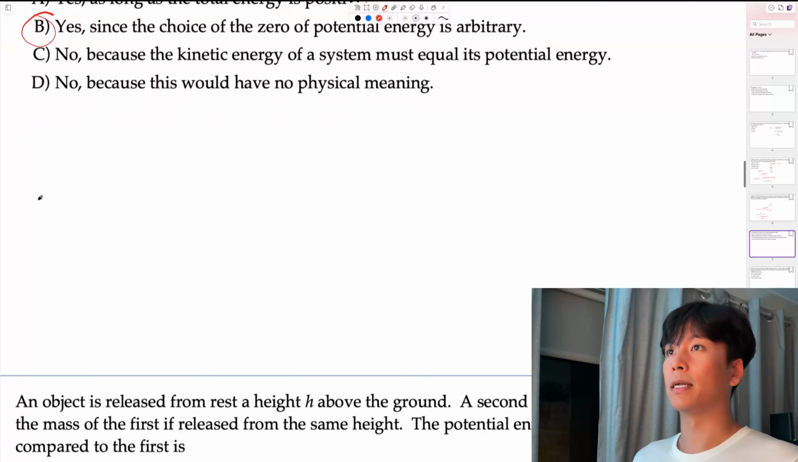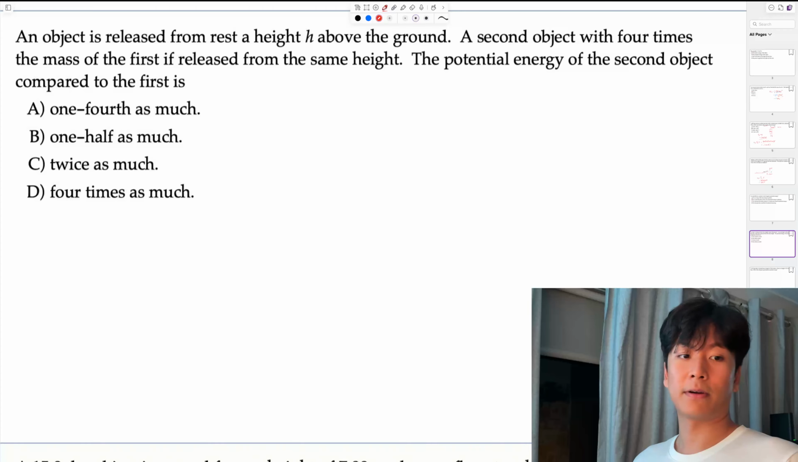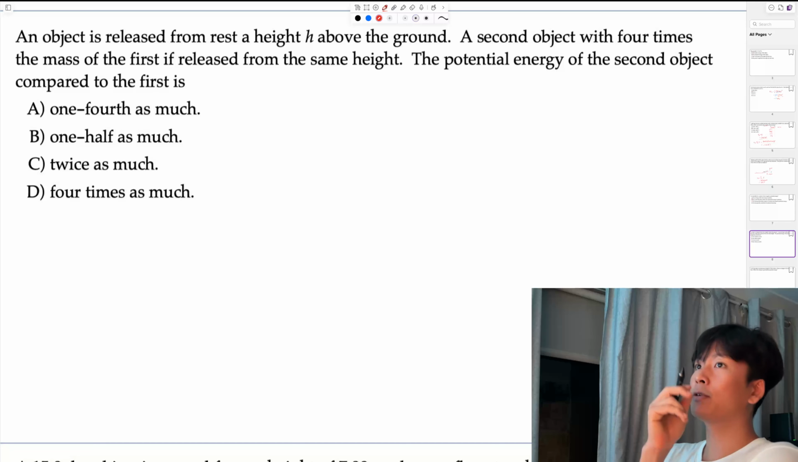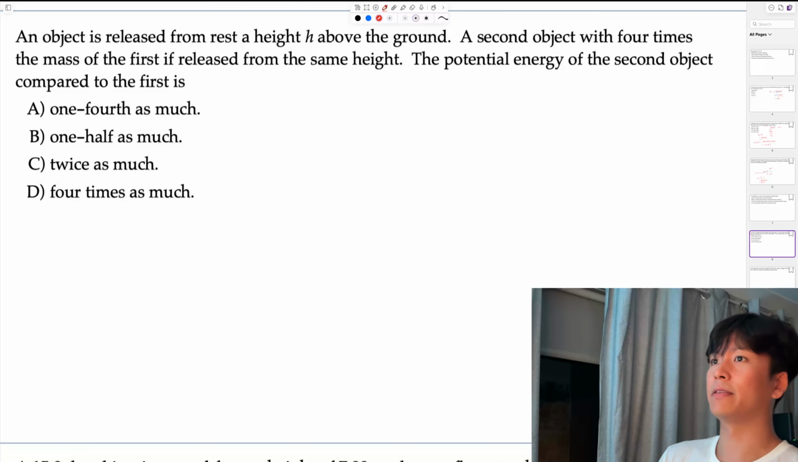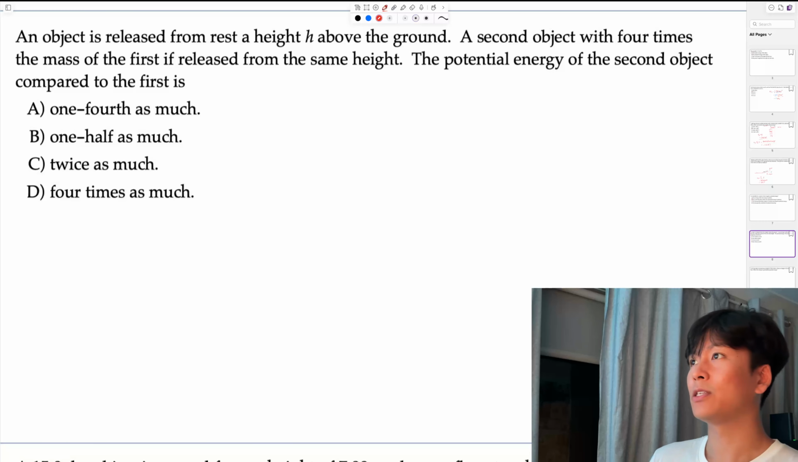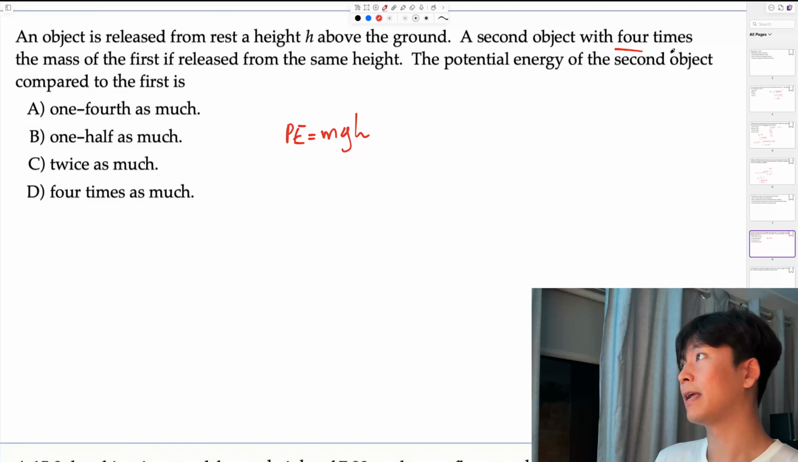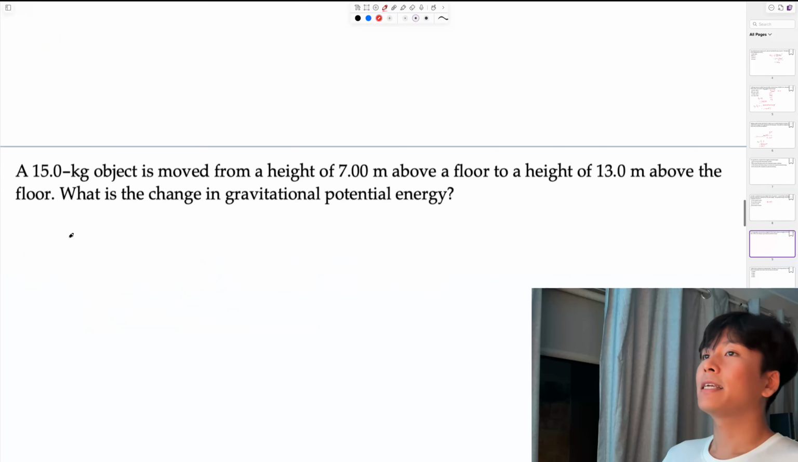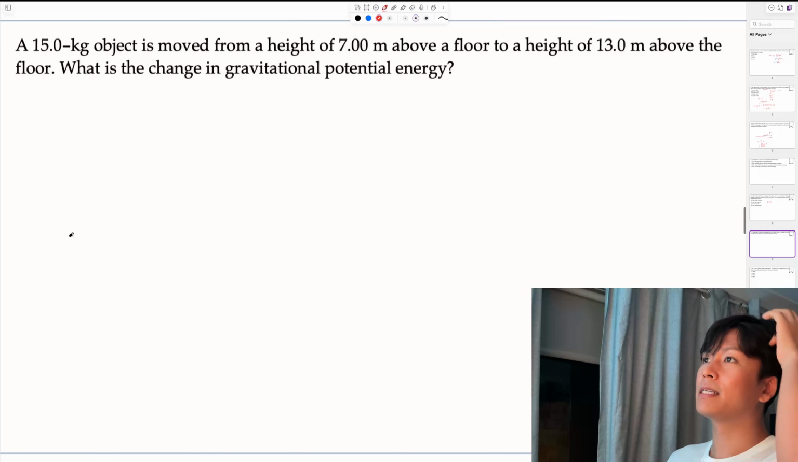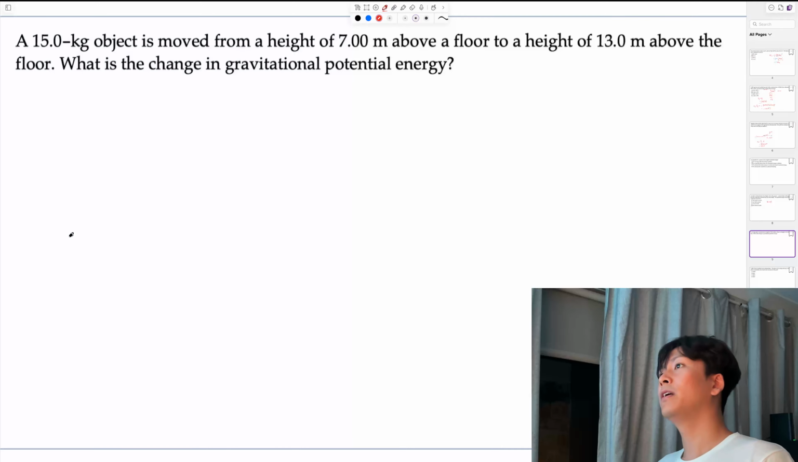Okay, next one. An object is released from height h above the ground. A second object with 4 times the mass of the first is released from the same height. The potential energy of the second object compared to the first. Well, we know that potential energy is equal to mgh. And so if I have 4 times the mass, right, that means the potential energy is going to be 4 times as much as well. So that's D.